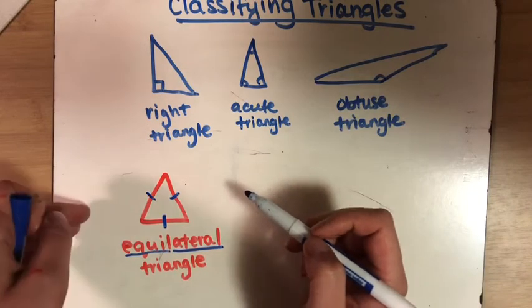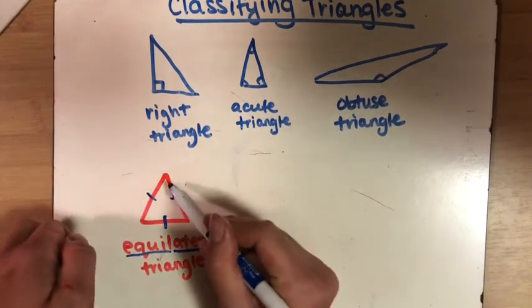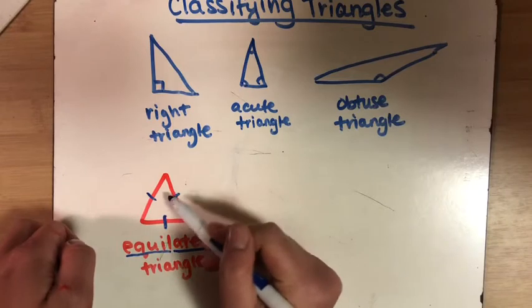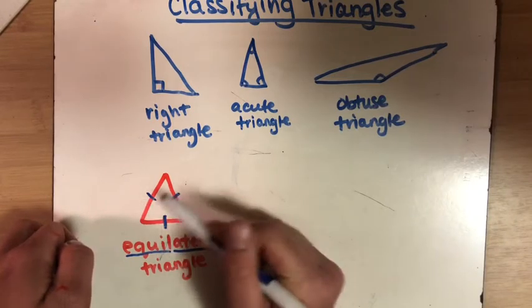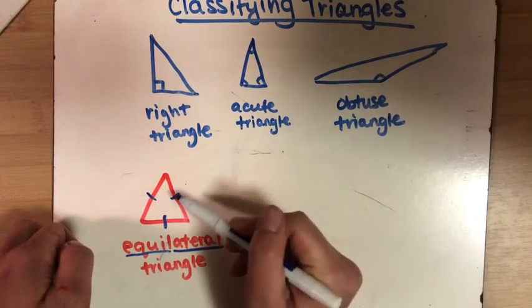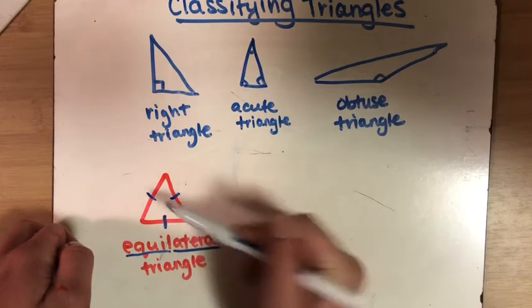In the math world, when lengths are the same size, we put a little dash on them, and it shows that those are all the same size. So that means this is worth the same amount as this one, as this one. Those are all worth the same.